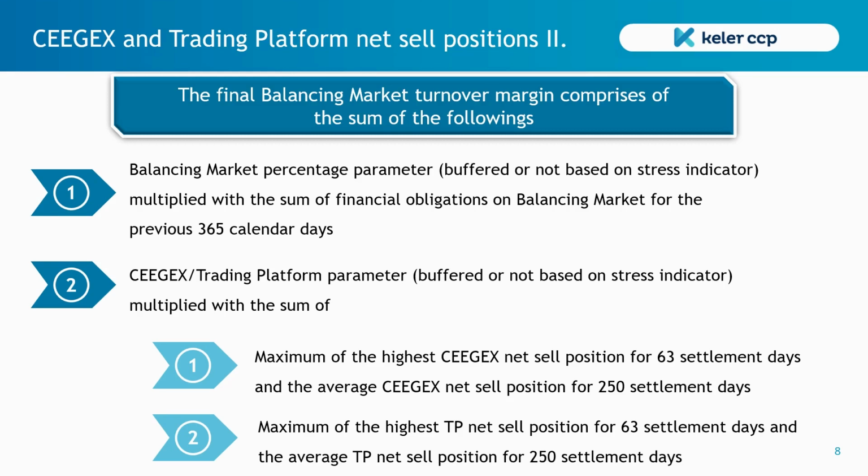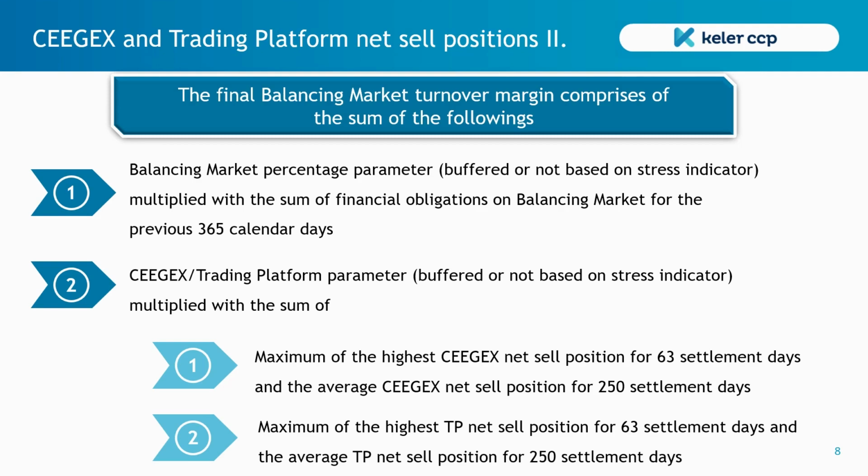And the other change is that this balancing market percentage parameter will be recalculated daily. In the current model, we didn't recalculate the percentage daily, which is 3% now, but we have to recalculate this percentage parameter daily based on backtesting. So this is the first element of the balancing market turnover margin.